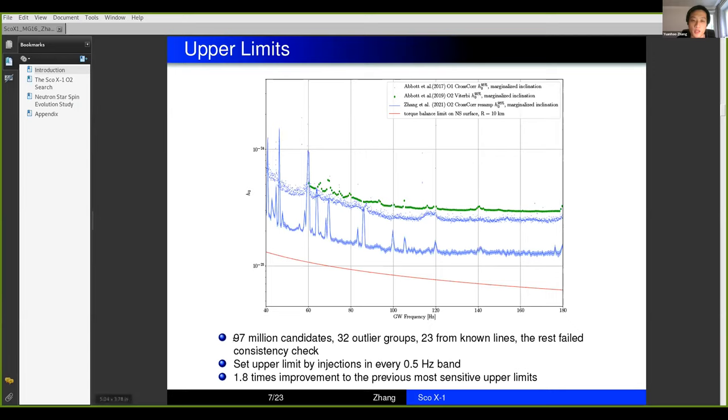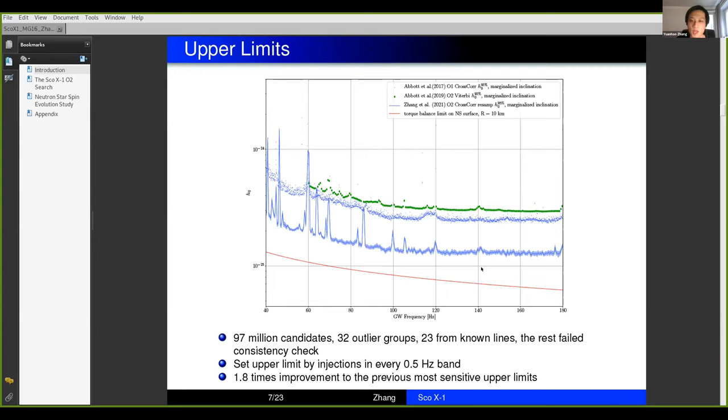So we set upper limits by injection in every half hertz band. This plot shows the marginalized 95% upper limit from our search and the previous searches. The green dots are the Viterbi search, which uses a hidden Markov model to take care of the spin wandering, and is less model dependent and more robust. The previous most sensitive search was the O1 cross-correlation method search.